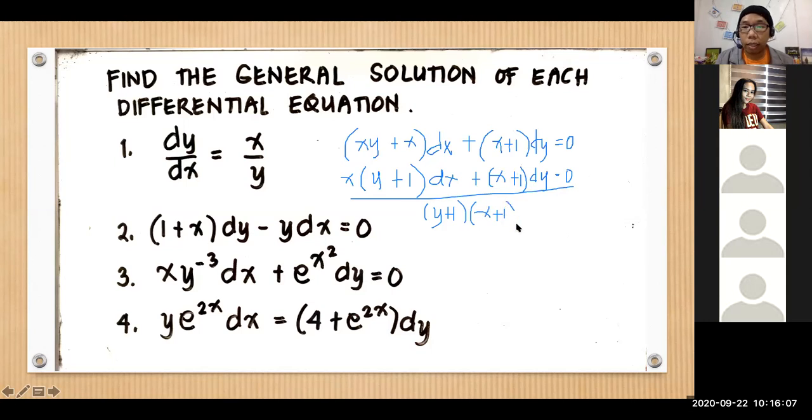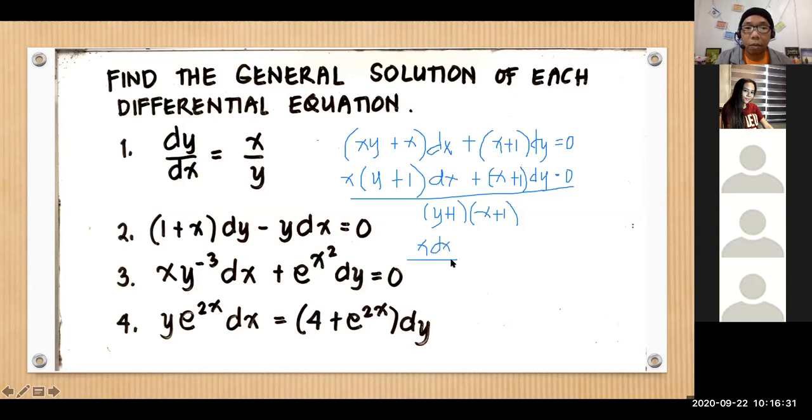So, ito yung case na pwede nating ma-separate yung variables. But there are other differential equations that you cannot separate the variables. So, I'll show you an example later after this one. So, dividing both sides by these factors, y plus 1 times x plus 1. So, divide natin dito. So, what will happen to the first term? You will have x times dx.